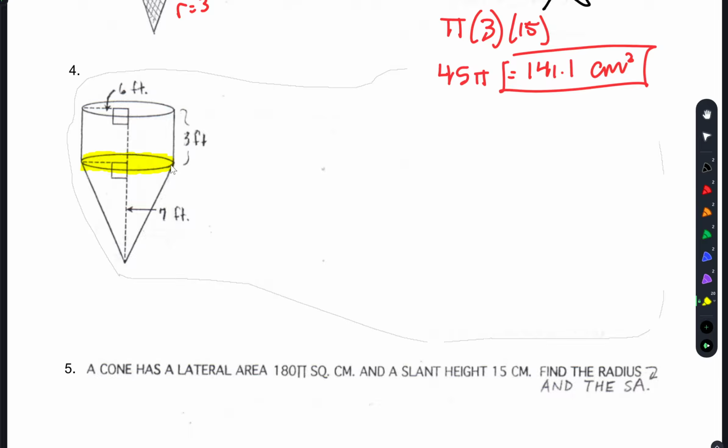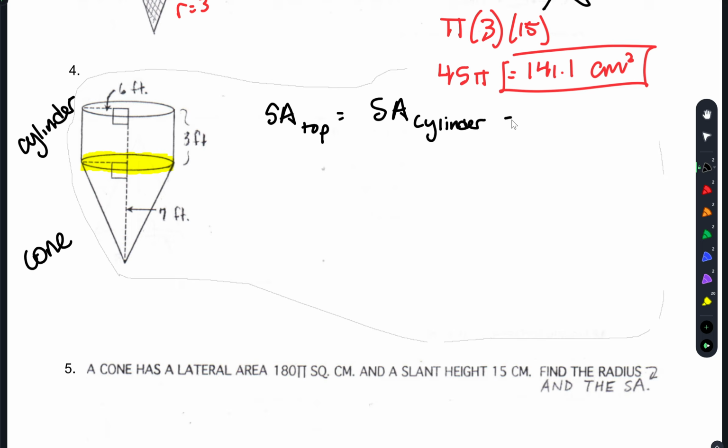So let's talk about the two shapes that I see. On the bottom, obviously, that's a cone. That's what we're talking about today. On the top, it's got two bases. That's a cylinder. So I'm going to split this into two parts. I'm going to find the surface area of the top part, which is the surface area of a cylinder formula.